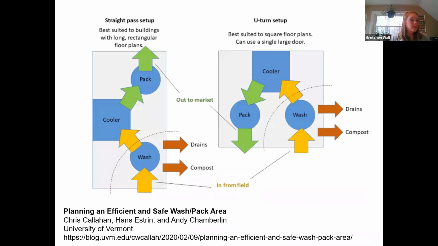I dropped in here just a resource that's developed by the University of Vermont team. I think it's a great resource talking about efficient and safe wash and pack areas, but this is what I'm talking about. Getting them to think about the flow of produce and people, and that also goes to ergonomics, you know, just long hours standing and washing produce. How can you make that more efficient for your workers or for their workers?